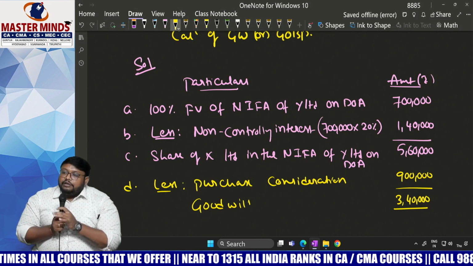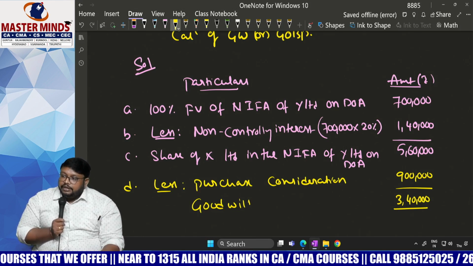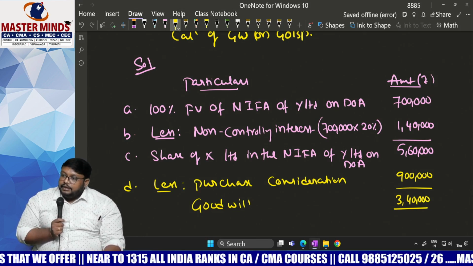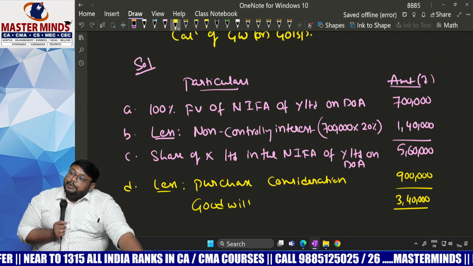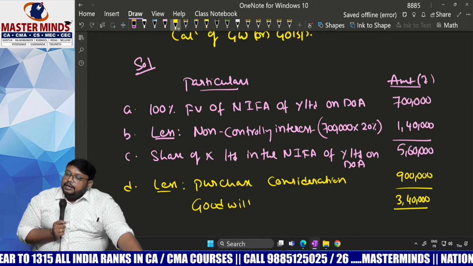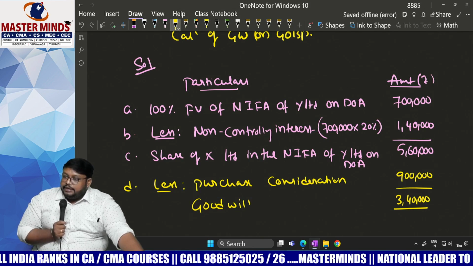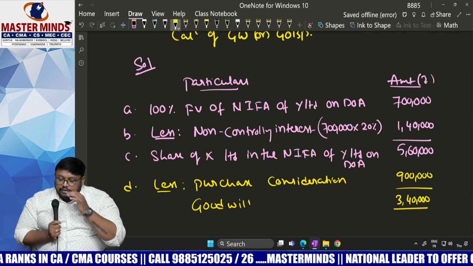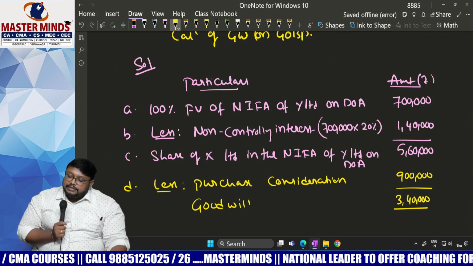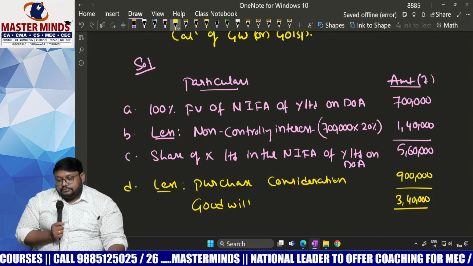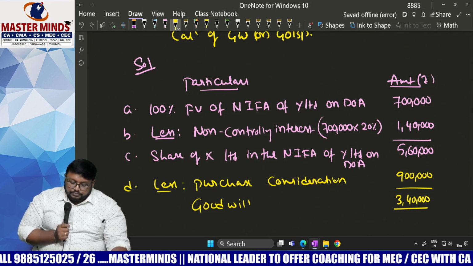If goodwill arises from business combination, how to do accounting for this goodwill? We have Ind AS 38 Intangible Assets. And when we discuss intangible assets and impairment of assets, we will discuss the impairment treatment for this goodwill in both Ind AS 36 and Ind AS 38. So here we are just finding out goodwill. If purchase consideration is less than the share of acquirer, then gain on bargain purchase.